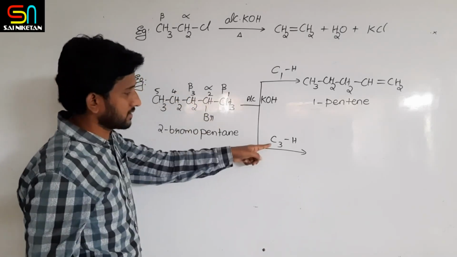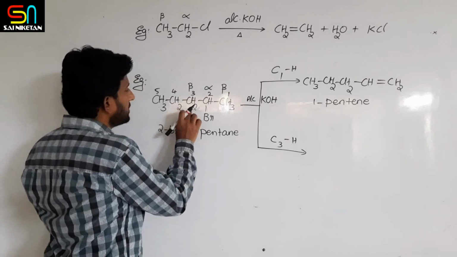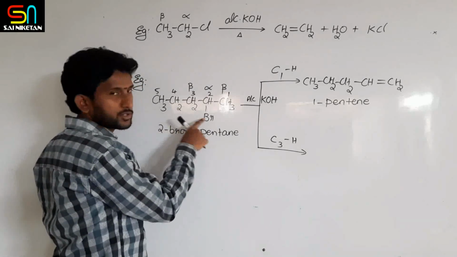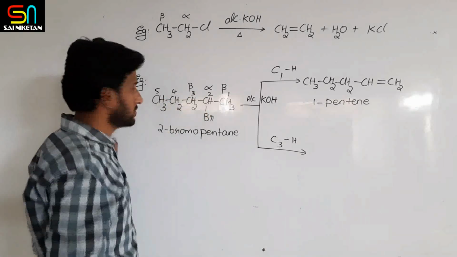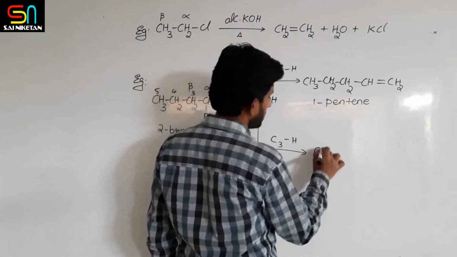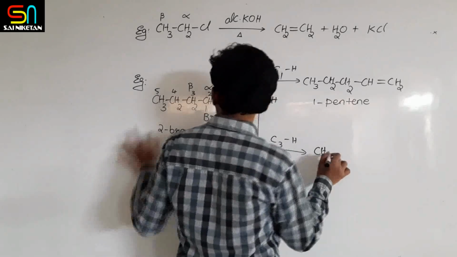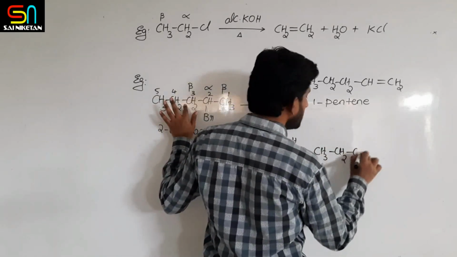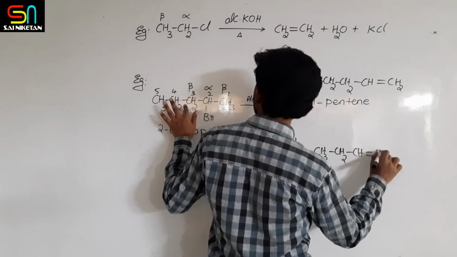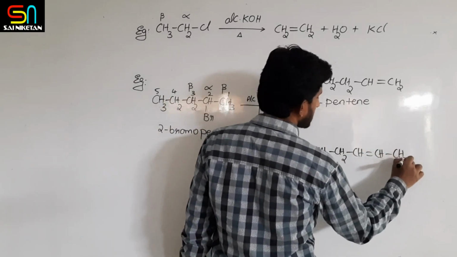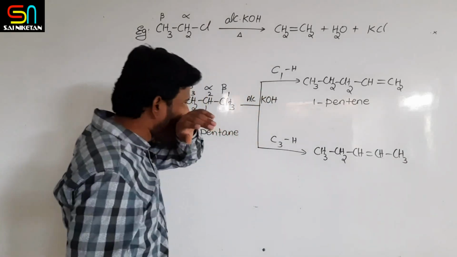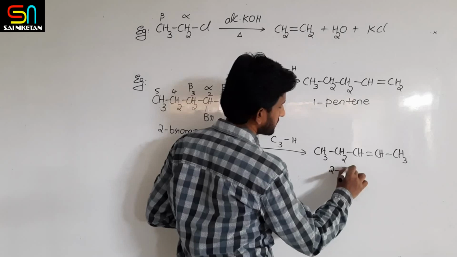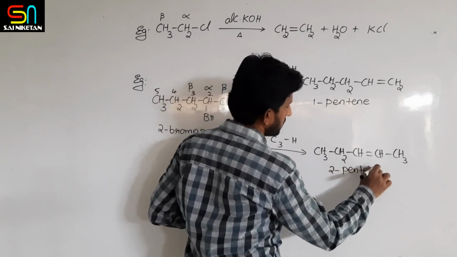Third position we are taking, C3 carbon. From here, if you remove proton, bromine should be removed from second. That means the double bond should appear between 3 and 2. So, I am writing this compound CH3, CH2, CH double bond CH3. We got this compound. What is this compound? It is 2-pentene.